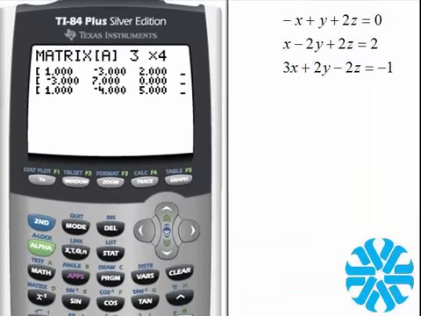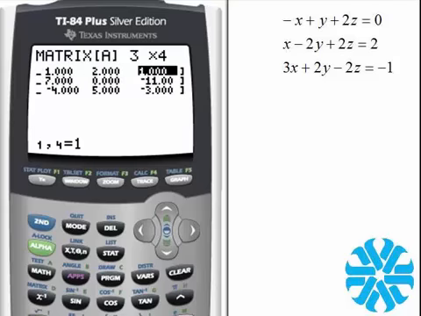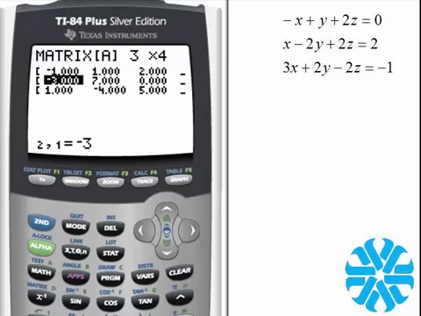Okay, let's input the following values. Negative 1, enter, 1, enter, 2, enter, and 0. 1, enter, negative 2, enter, 2, enter, and then 2. 3, enter, 2, enter, negative 2, enter, and finally negative 1.